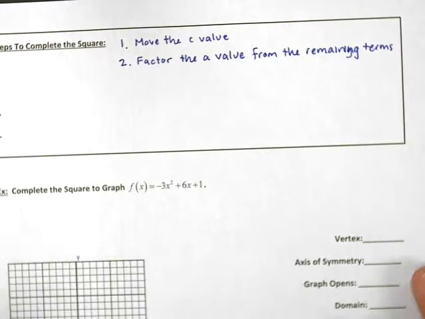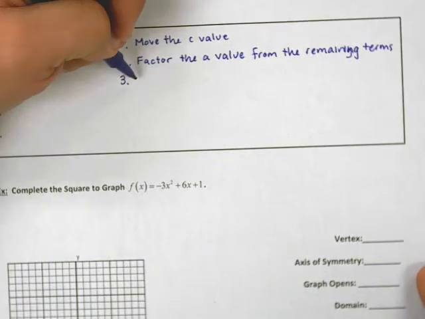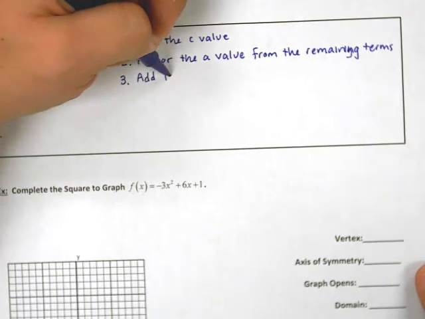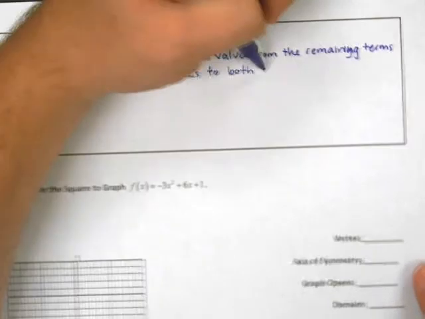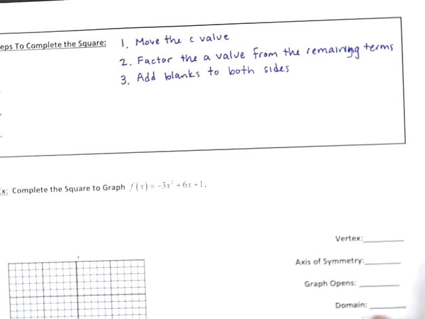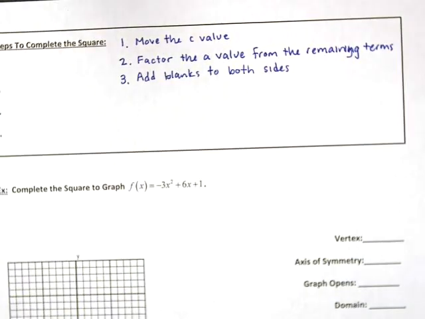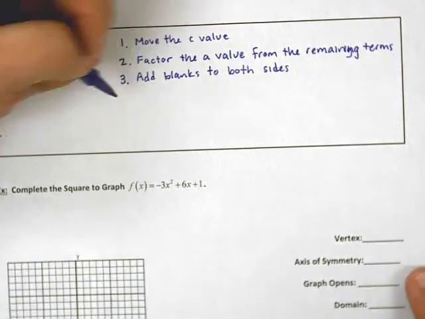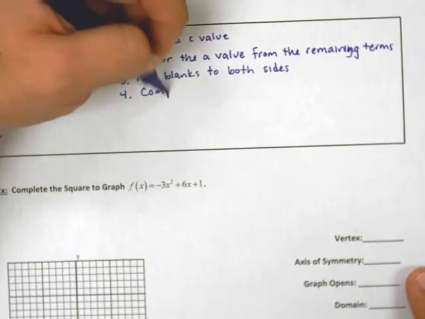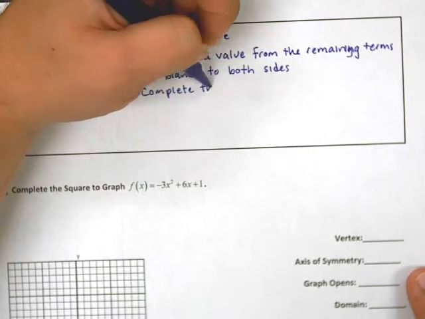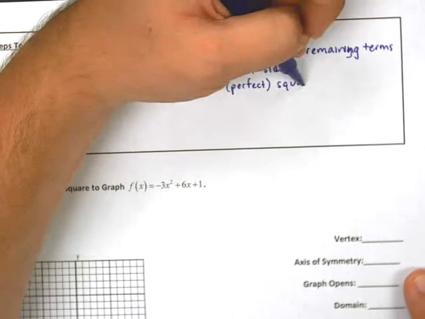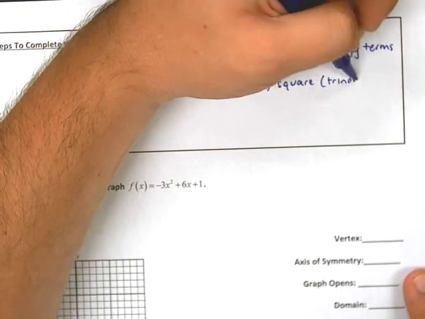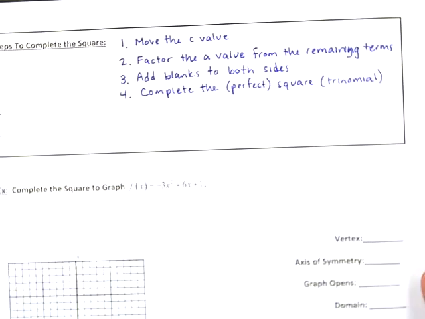The next thing that I do is add blanks to both sides. I know I have to add something to both sides, so I have to add blanks to both sides to balance my equation. And then what I do is I complete the perfect square trinomial. Okay, that's where you get the name from. You're completing the perfect square trinomial.